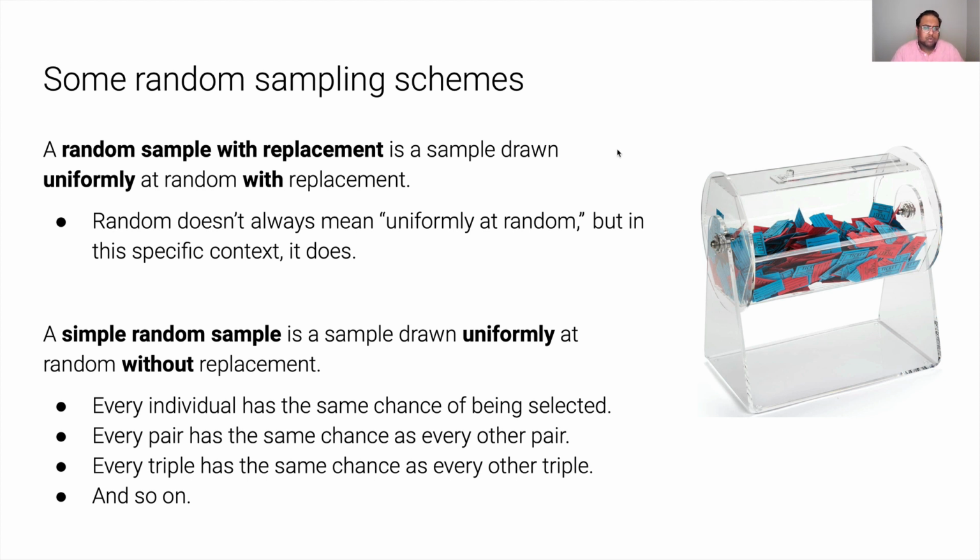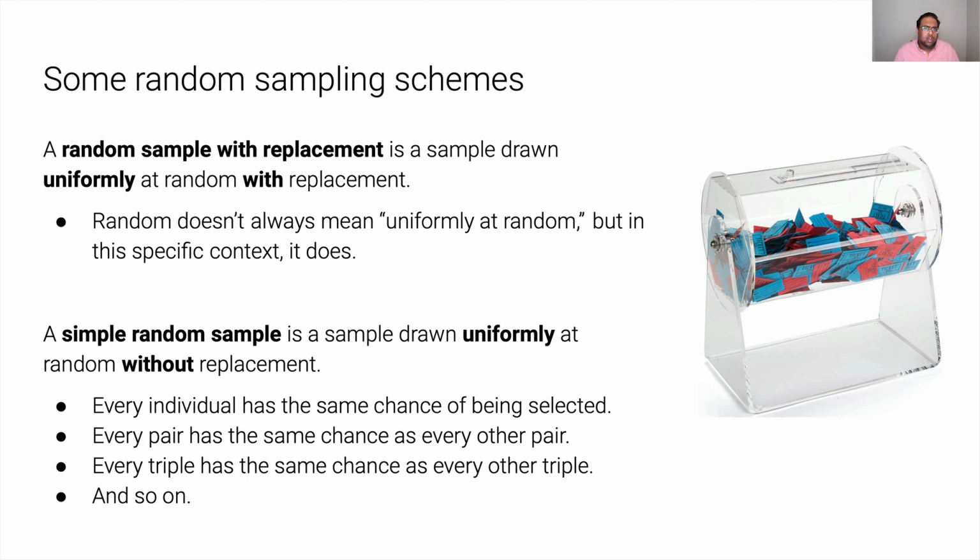So the first one we will look at is a random sample with replacement. And here we take random to mean uniformly at random. This is not always true, but in this specific case, it is true. And here with replacement means that the same person could be included in our sample multiple times. And so the mental model you should have for a sample with replacement is, let's say we want to sample with replacement from 100 people. Let's say we have a box with 100 pieces of paper in the box, or 100 tickets in the box, each labeled from 1 to 100.